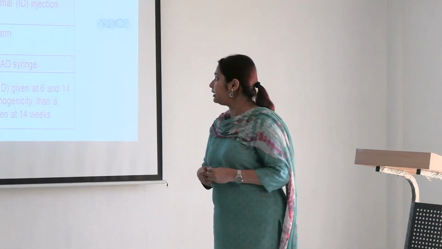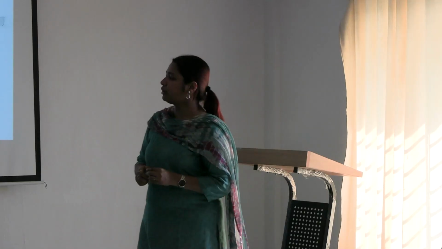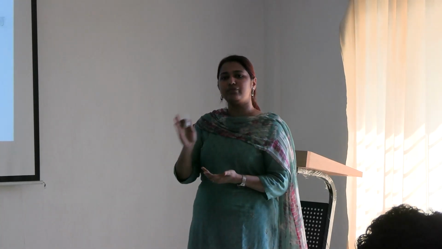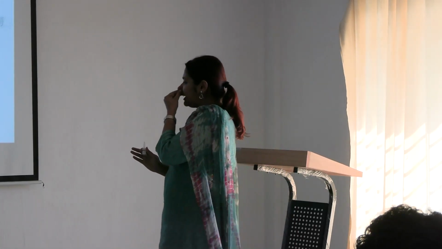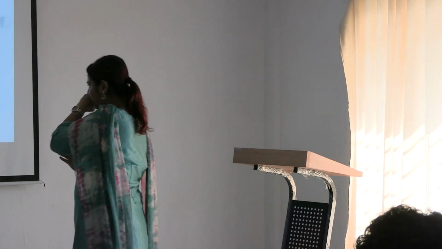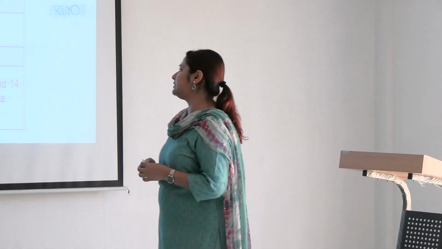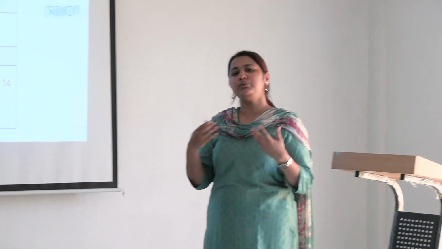So this is the difference between IPV and fractional IPV. Intramuscular IPV requires 0.5 ml, which uses up a full dose. After fractional IPV was introduced, it was divided into 6 and 14 weeks and given intradermally. The data show that fractional doses of IPV at 6 and 14 weeks produce better immunogenicity than a single standard dose at 14 weeks. So that is why fractional IPV is given.